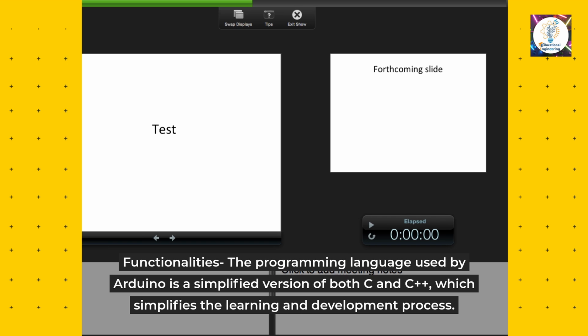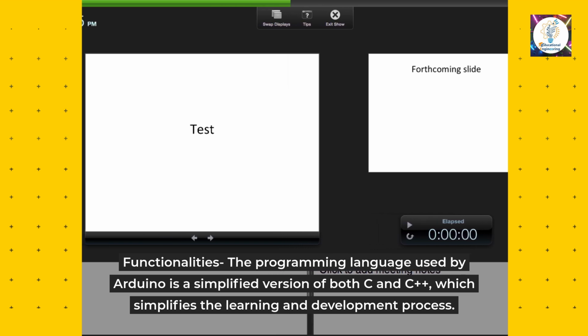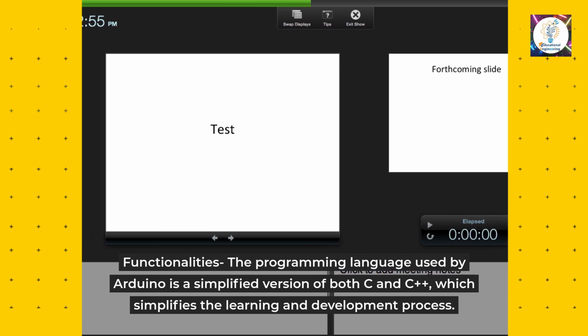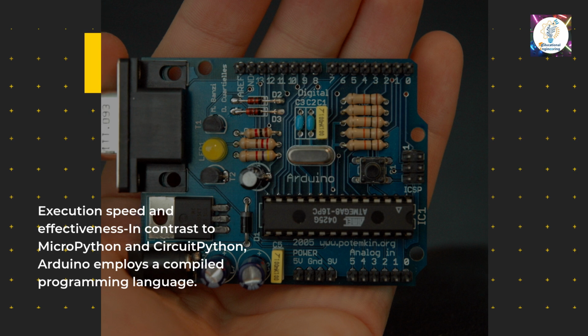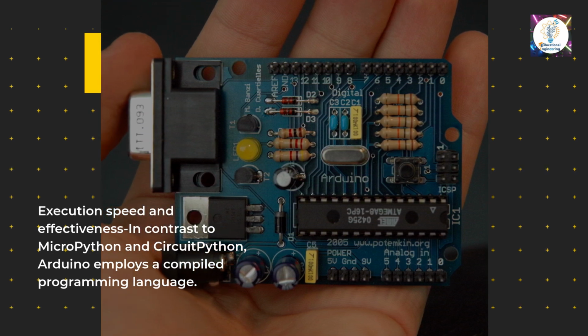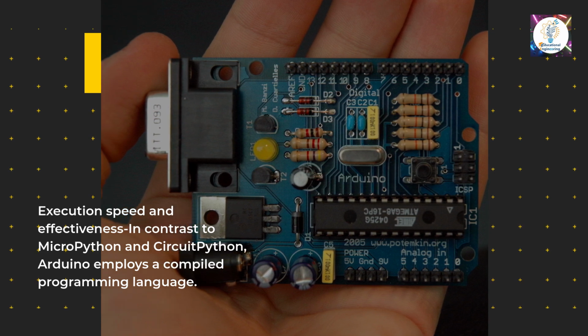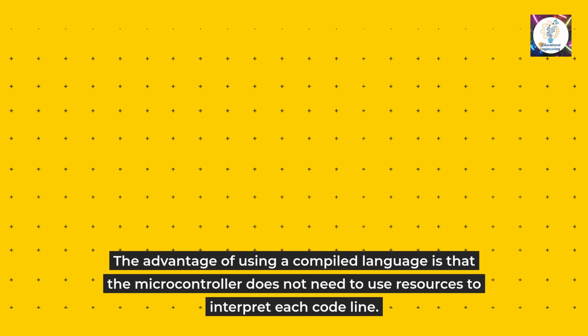Functionalities. The programming language used by Arduino is a simplified version of both C and C++, which simplifies the learning and development process. The advantage of using a compiled language is that the microcontroller does not need to use resources to interpret each code line.